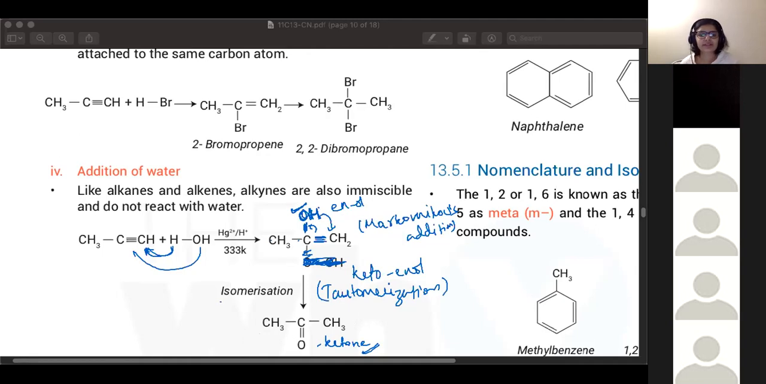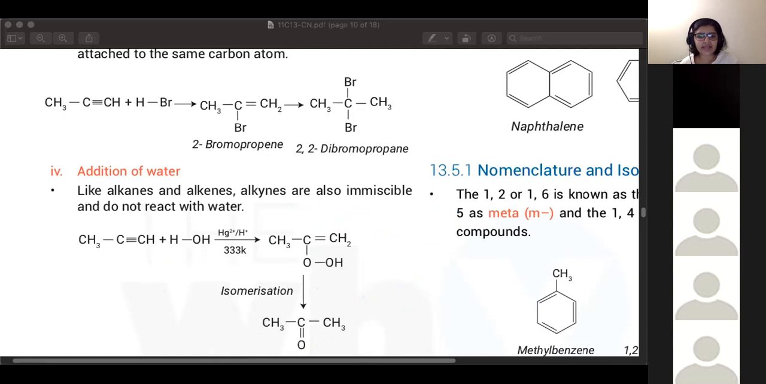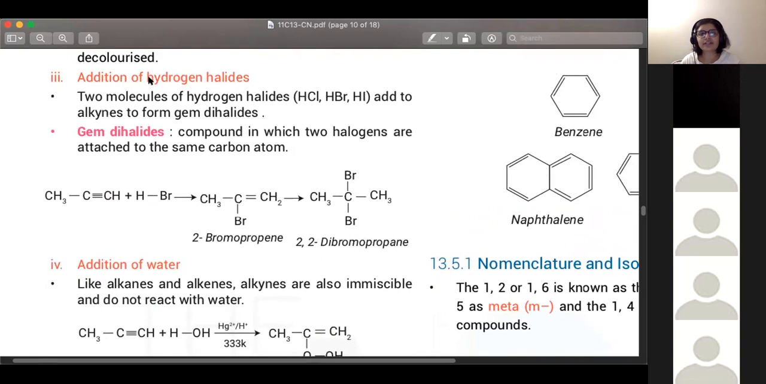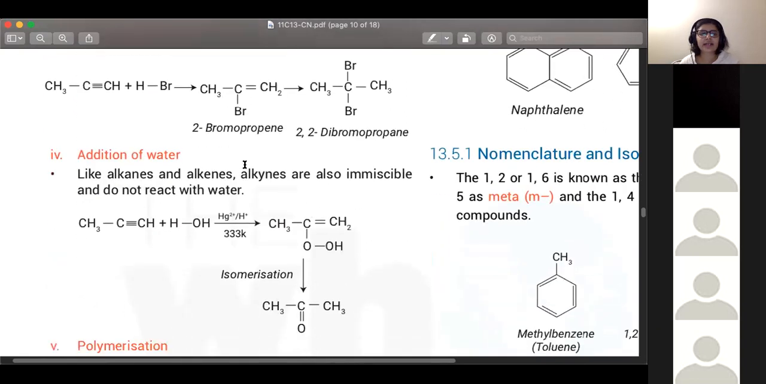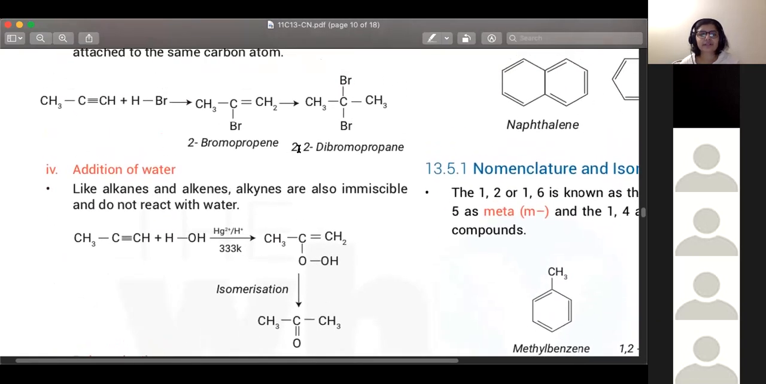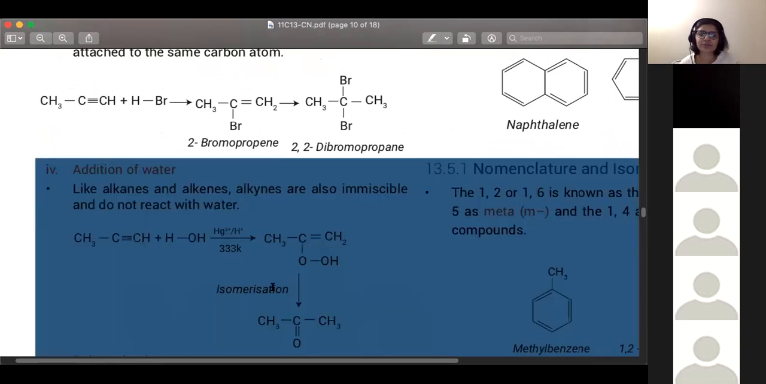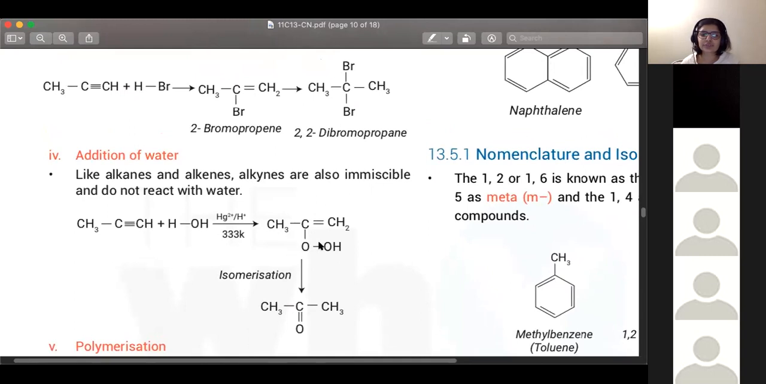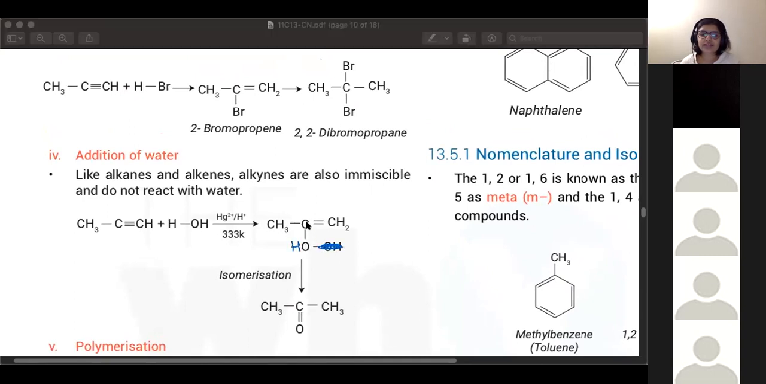Just like with alkenes, alkynes also follow Markovnikov addition rules. So when you have addition of hydrogen halides, you get geminal dihalides as the final product. And when you're adding water, the first product that's formed is an enol, which tautomerizes itself to form a ketone. So this is one correction that you need to make. Direct OH gets added to this carbon, not OOH.